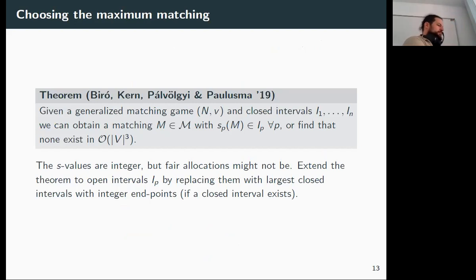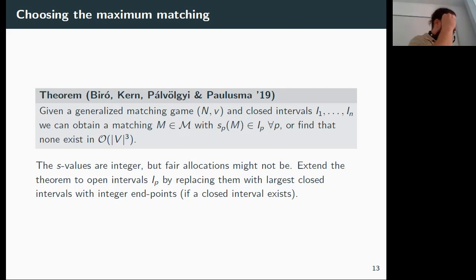We are going to rely heavily on a theorem which says the following: if we're given a generalized matching game and a set of closed intervals, one for each player in the game, we can find a maximum matching such that the allocated, well, for our purposes, allocated kidney transplants, the nodes covered by that matching is going to be in that closed interval for every player. And this can be done in polytime.